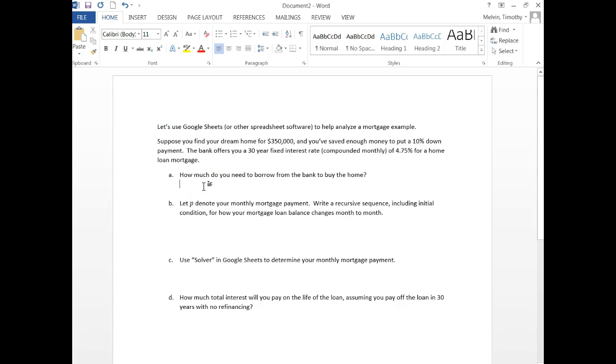So first thing we figure out is, well, how much do you need to borrow from the bank? And the idea is you're going to buy a $350,000 home, but you're not going to need a loan for that whole amount because you're going to put 10% down.